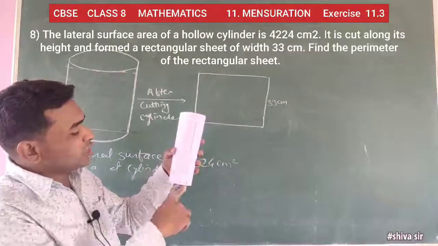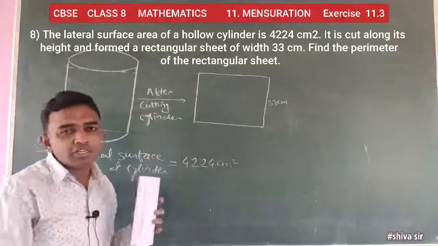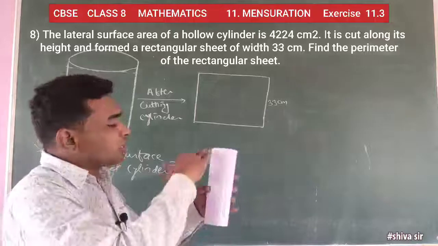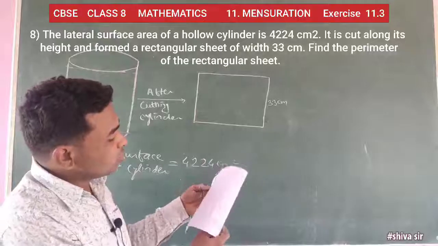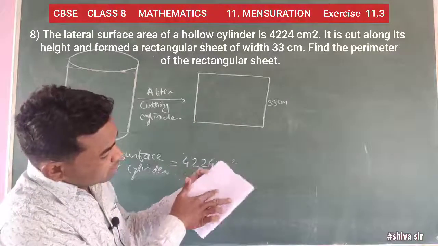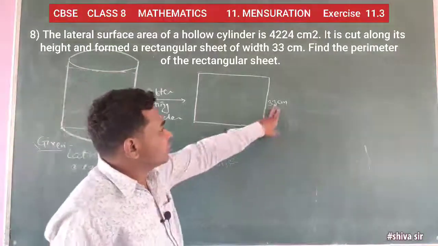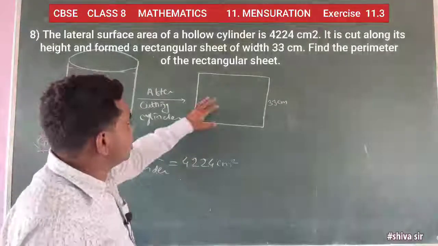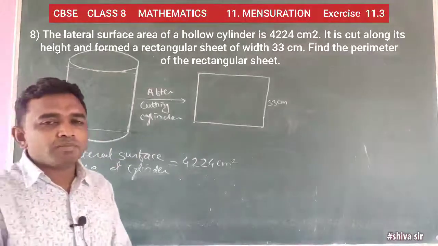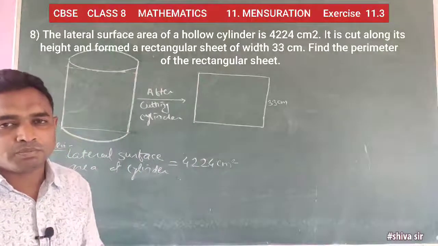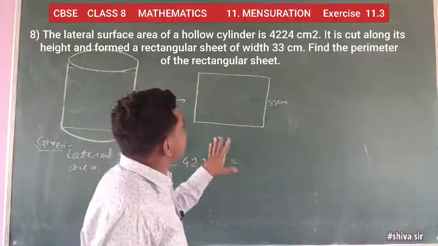and its lateral surface area. This is the lateral surface area of a cylinder. Its value is given as 4224 centimeter square. When we cut this cylinder, one portion and the bottom portion, after cutting we get the rectangular paper sheet. Understand? This rectangular paper sheet has a width of 33 centimeter, and we have to find out the perimeter of this rectangular sheet. What is the formula for the perimeter of a rectangle? 2 into bracket L plus B. Here, if you consider B is equal to 33, then we have to find out the length.